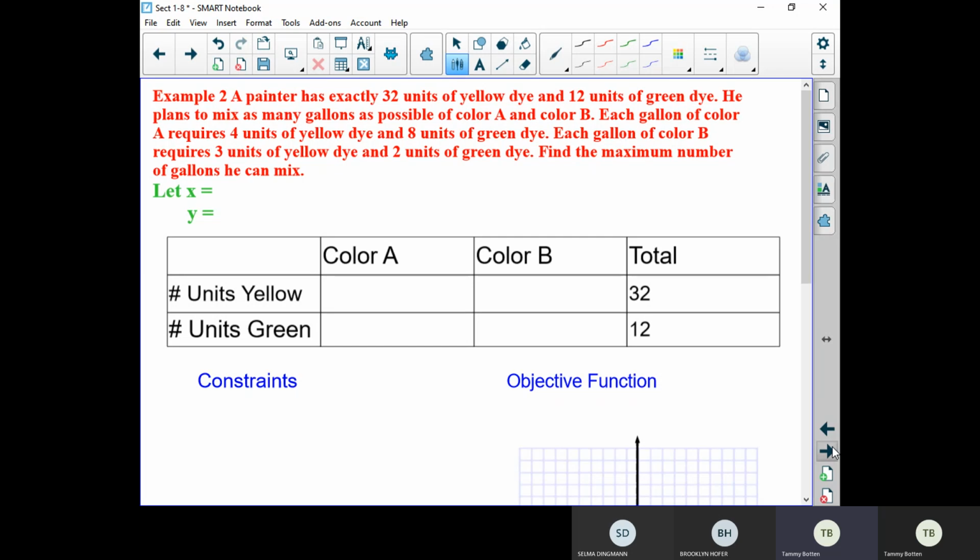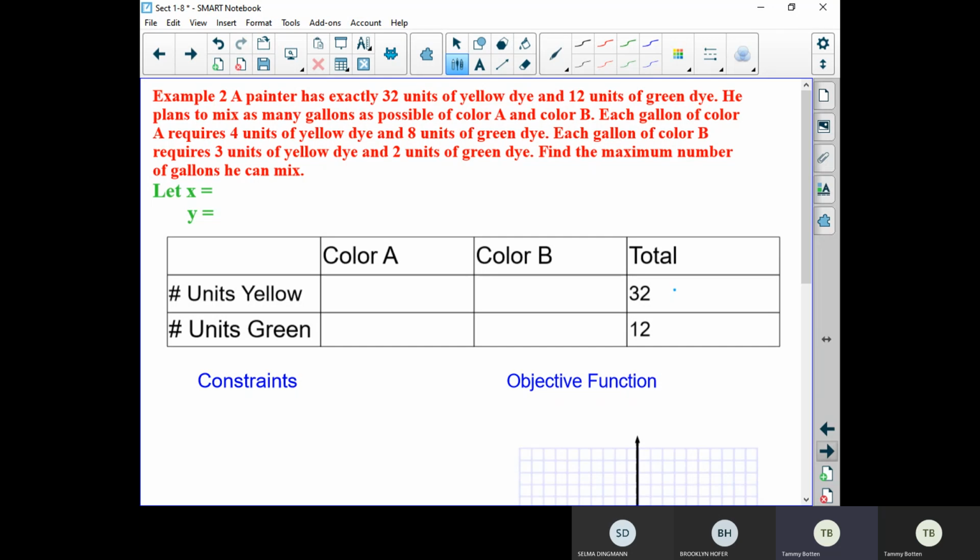So what I do is I always want to define what my X and Y is. And then I try to come up with a chart that helps me on these. It says a painter has exactly 32 units of yellow dye. So that's how much they have, so I put that here. And they have 12 units of green dye, so I put that there.